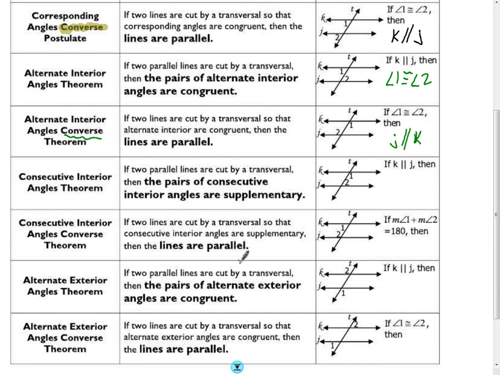The consecutive interior angle theorem states that if my two lines are parallel, then the consecutive interior angles are supplementary. And remember, supplementary was one of our key vocab words back in chapter 1 and also in chapter 3, which means that their angles add to 180 degrees. So if K and J are parallel, then angle 1 plus angle 2 add to 180 degrees. The converse means we switch it, so if the angles add to 180 degrees, then my lines, K and J, are parallel.